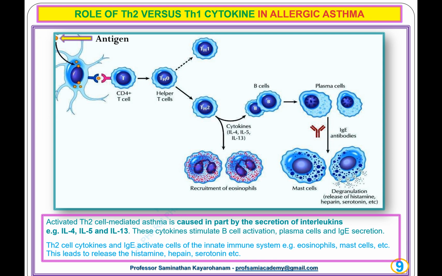Next slide, role of Th2 versus Th1 cytokine in allergic asthma. Activated Th2 cell-mediated asthma is caused in part by the secretion of interleukins, for example, interleukins 4, 5 and 13. These cytokines stimulate B-cell activation, plasma cells and IgE secretion. Th2 cell cytokines and IgE activate cells of the innate immune system, for example, eosinophils, mast cells, etc. This leads to the release of histamine, heparin, serotonin, etc.